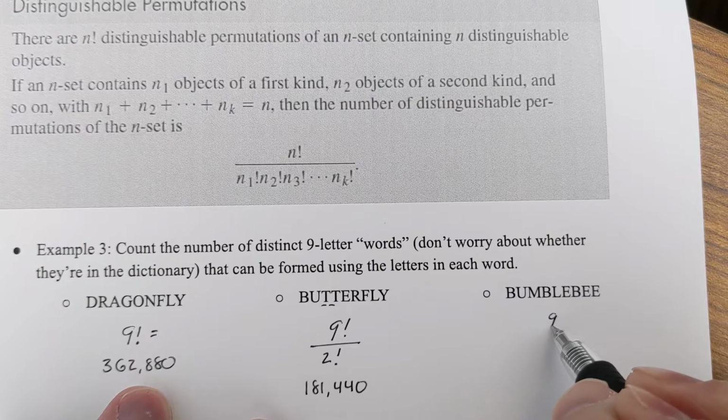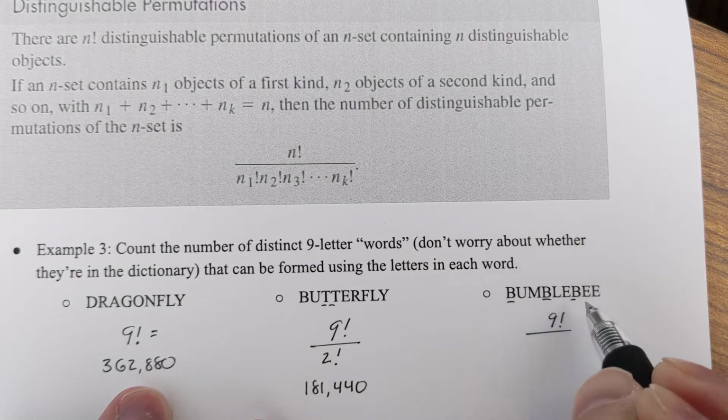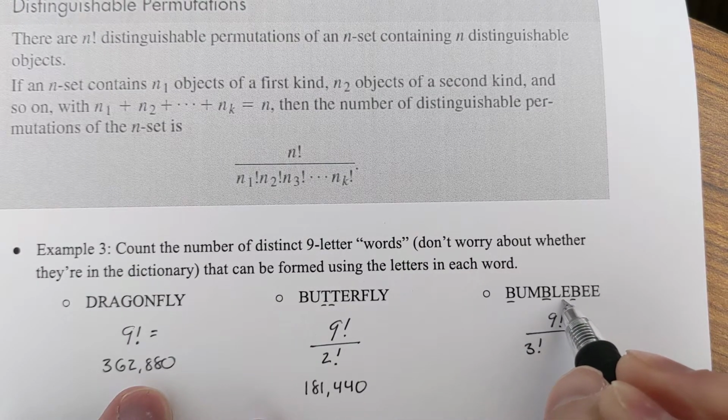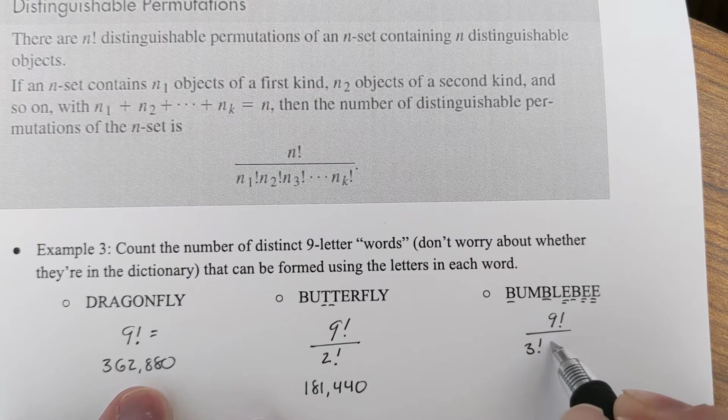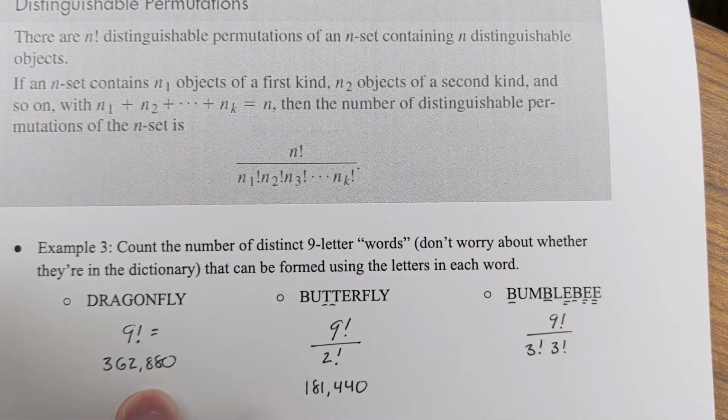Now, bumblebee has 9 letters. However, there are 1, 2, 3 B's, so there's something that repeats 3 times. And then there are 3 E's as well, so 3 factorial for the E's goes on the bottom. So 9 factorial over those.